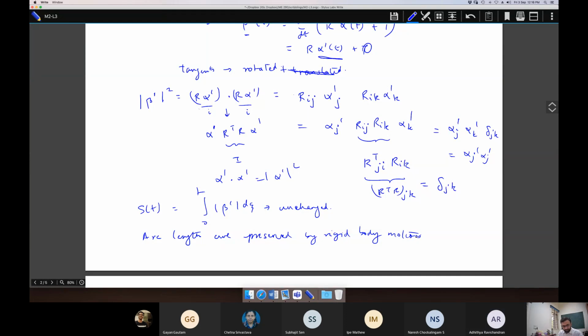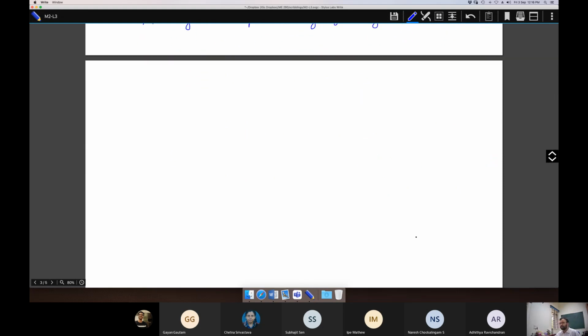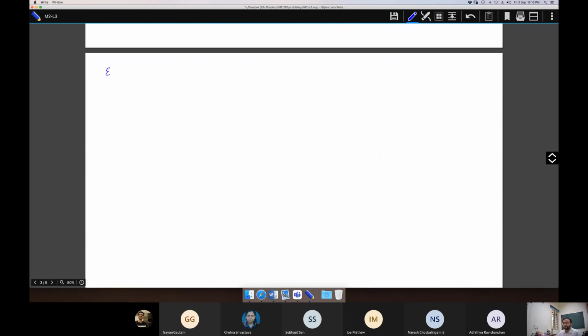Then the next thing I wanted to talk about, let's do an example. Let's do a couple of examples for computing arc lengths. So let's do example 1. Let's take a circle. Theta gets mapped to r cos theta and r sin theta, right? How do I find s as a function of theta? Do you remember the answer? What should this be?